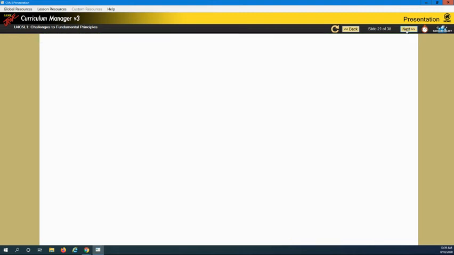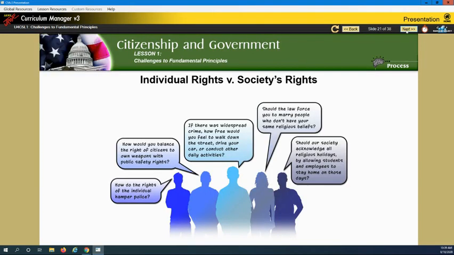All right. Specific individual rights. Let's talk about individual versus societies. How do the rights of the individual hamper the police? Well, think about it like this. What if they had the right to come in and search your house at any time, any way, shape, or form without showing probable cause to a judge and getting a warrant?